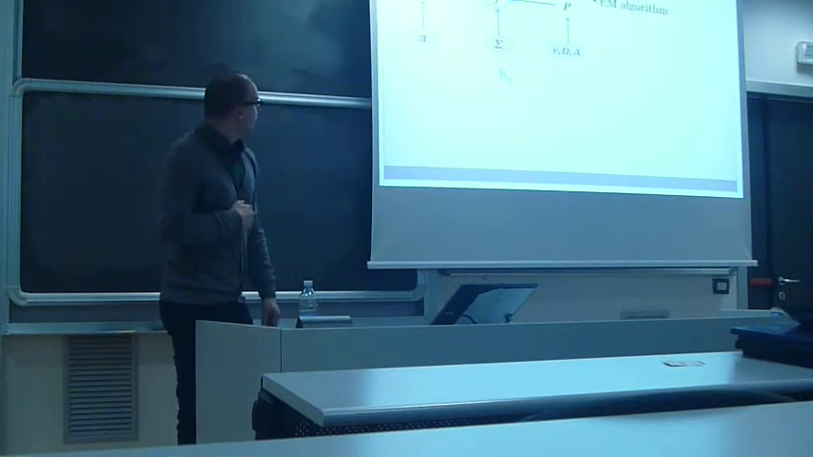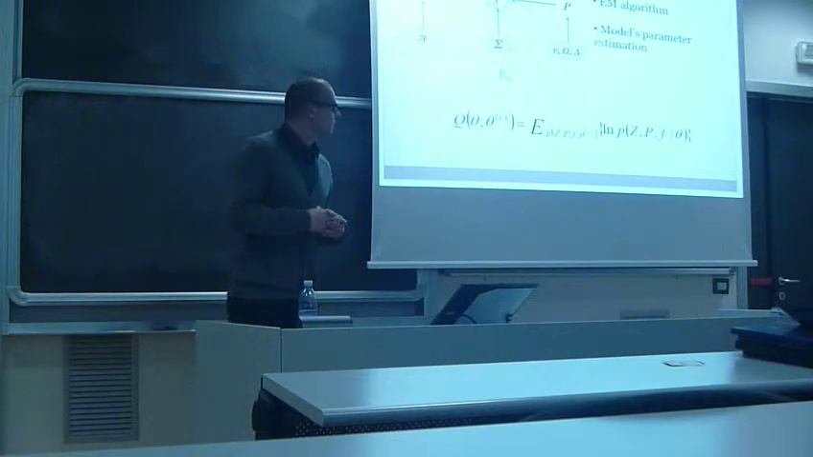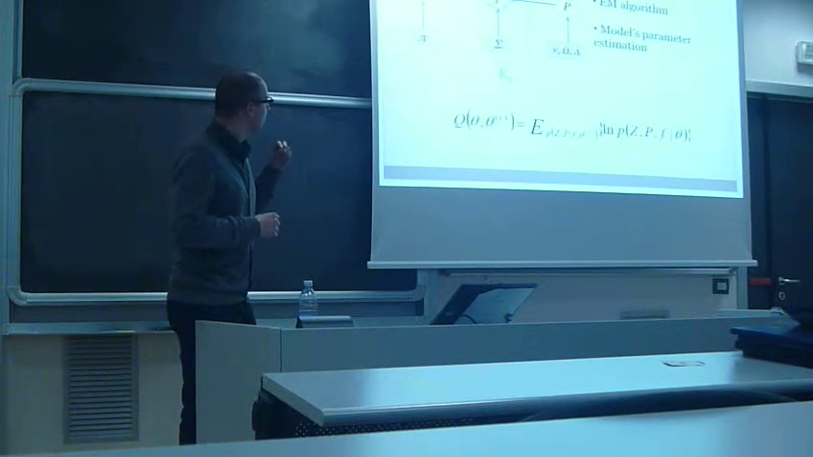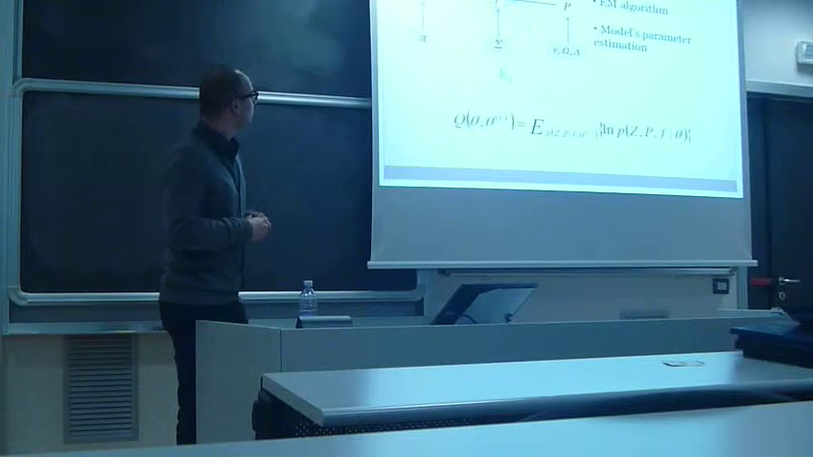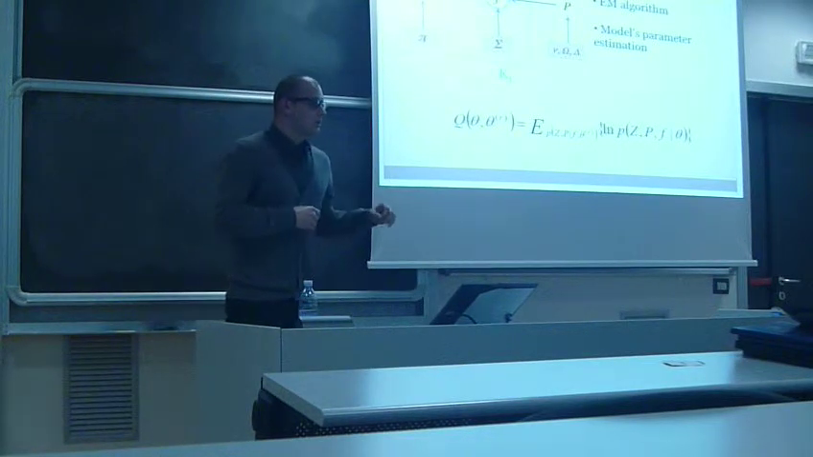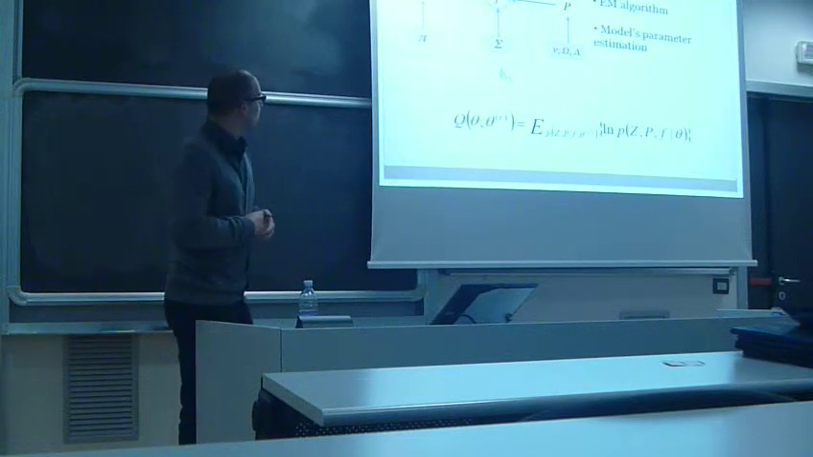Starting from the described graphical model, we derive the well-known iterative expectation maximization algorithm for this specific graphical model, and we wrote the expected complete-data log-likelihood, here denoted by the Q function.